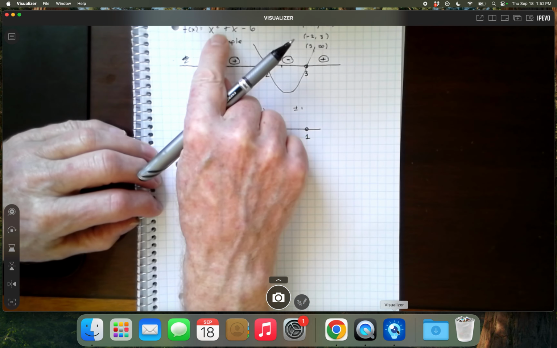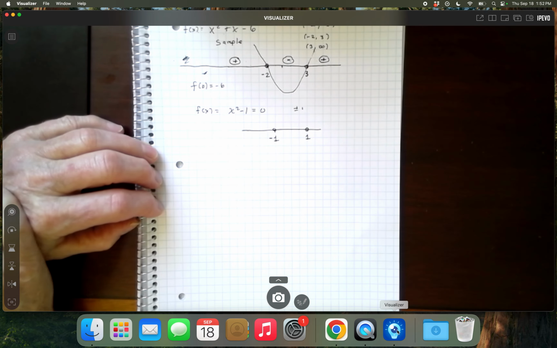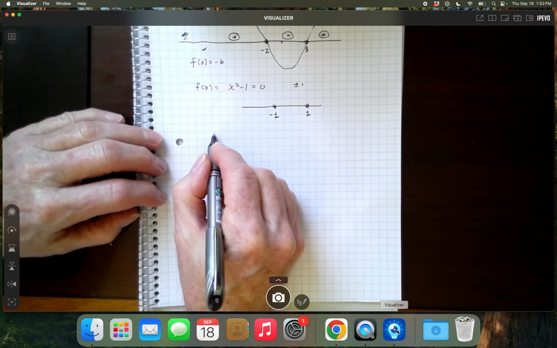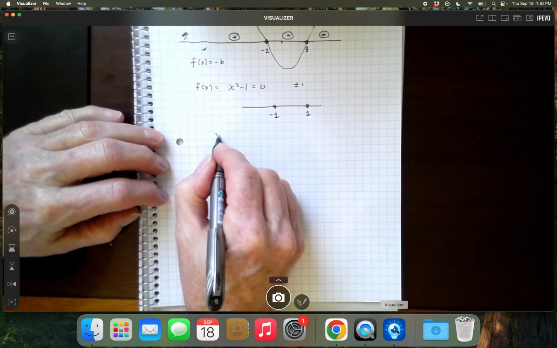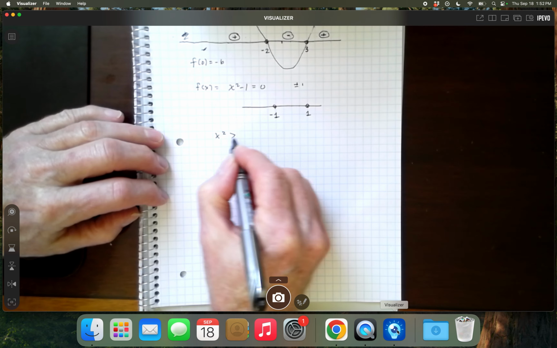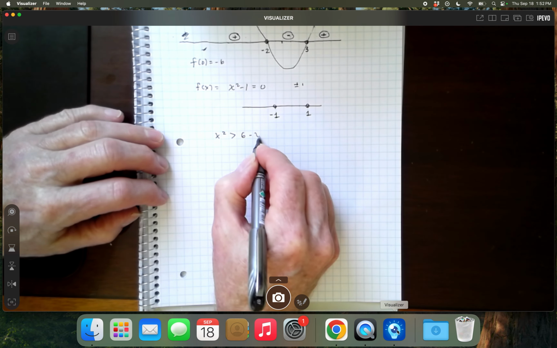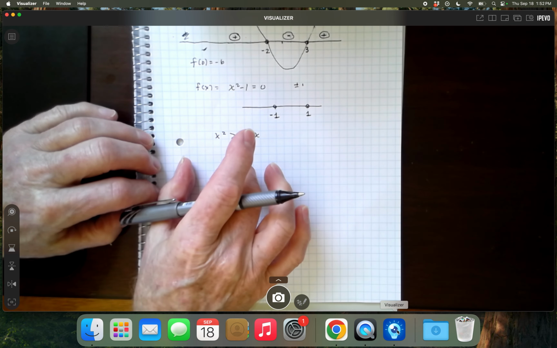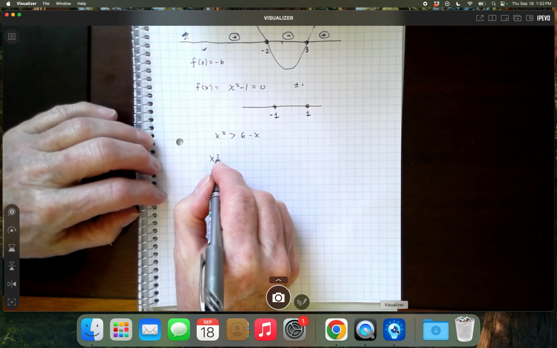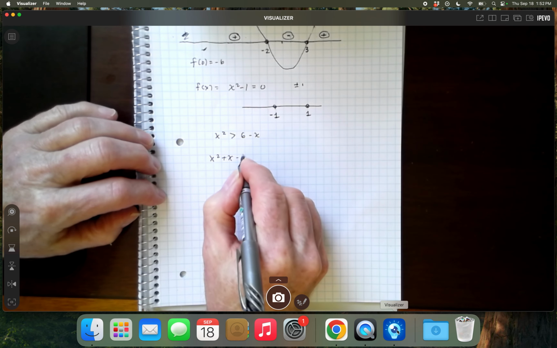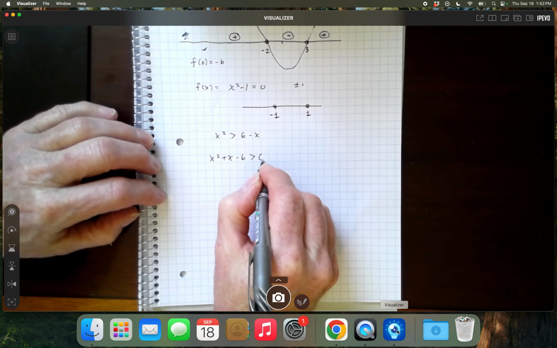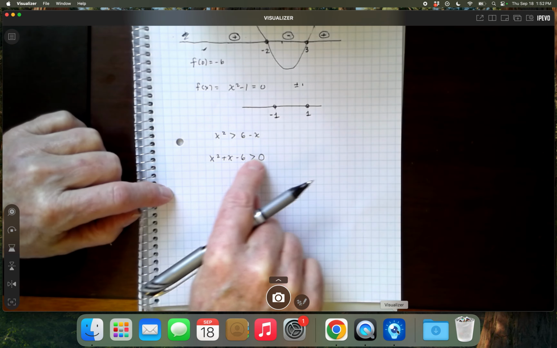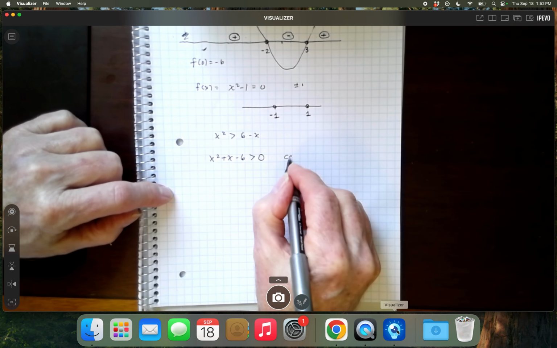So now I've got this function, and my question was, let's go back down to this problem. We had the problem which was, here's the inequality: when is x squared greater than 6 minus x? So now I'm going to solve this inequality. What we do first is isolate 0, which gives x squared plus x minus 6. When is that greater than 0? Construct the zero plot. And that will tell you.